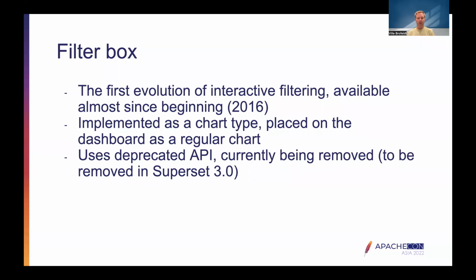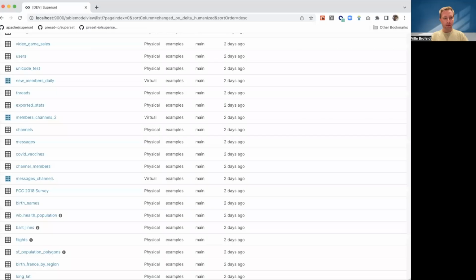The filter box was the first iteration of adding interactive filtering to Superset. This feature was added in 2016 and is implemented as a chart type that's placed on the dashboard. The filter box makes it possible to add filters on any column in a dataset and also some time filters. Here's a demo of how filter box works.